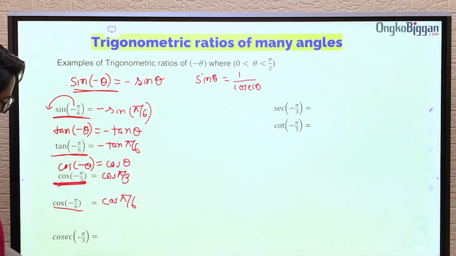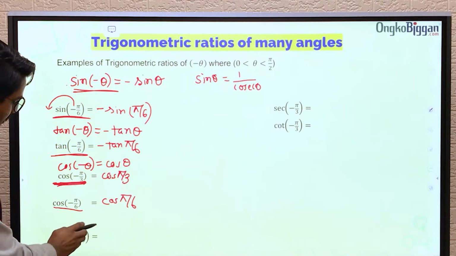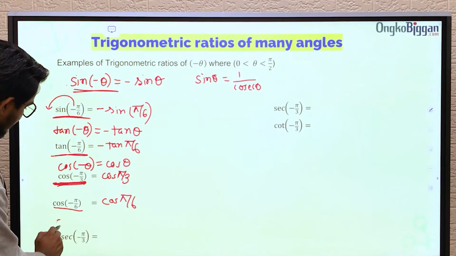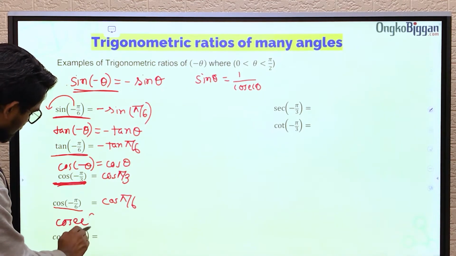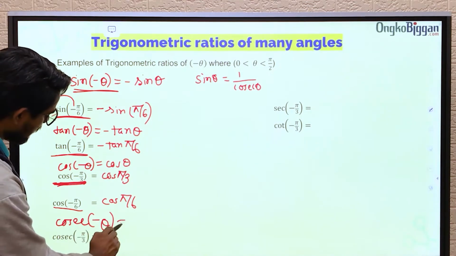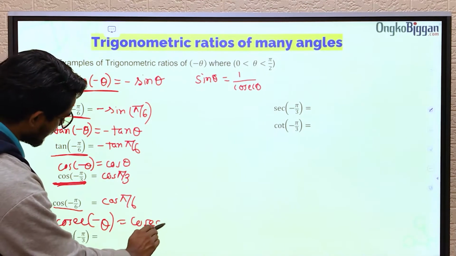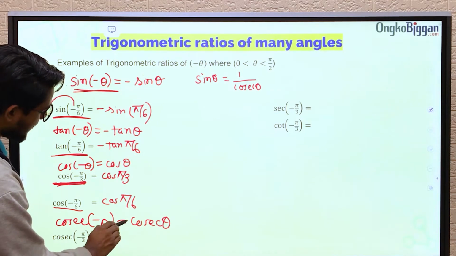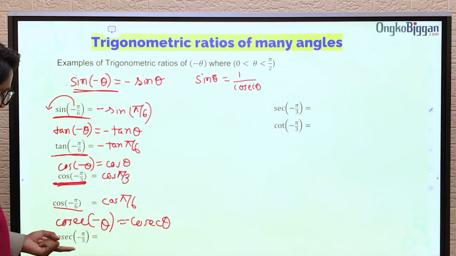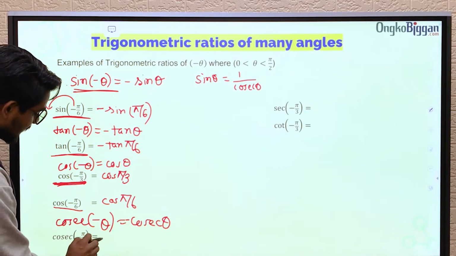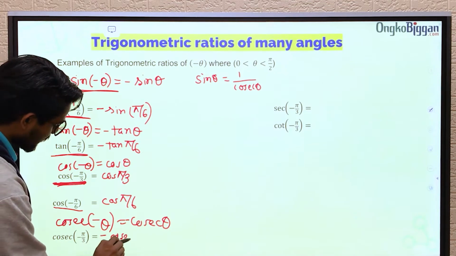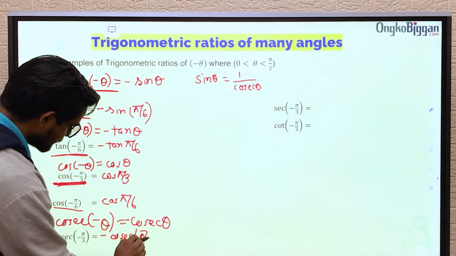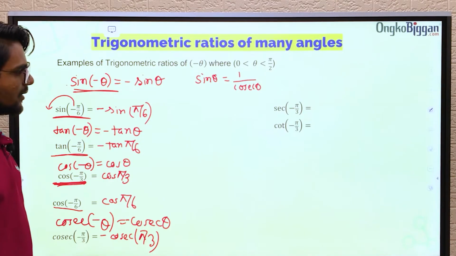So we get cosec minus pi by 3, and we know similar to sine, cosec minus theta is equal to minus cosec theta, so we will also have a minus in front. So cosec minus pi by 3 is equal to minus the value of cosec pi by 3.